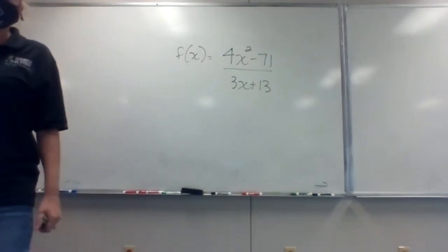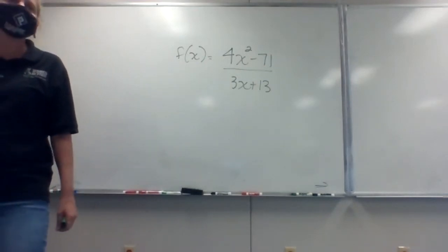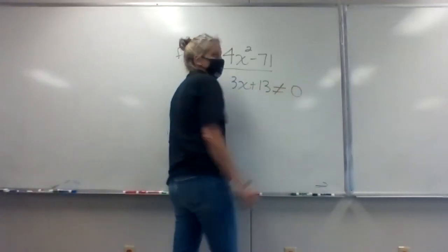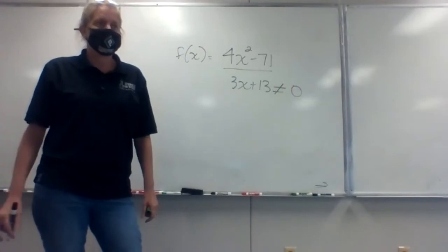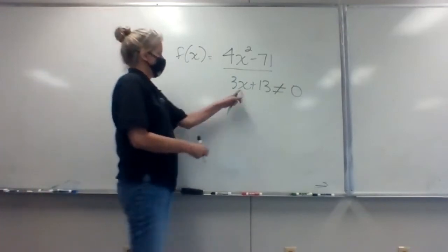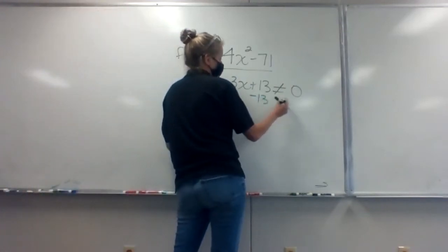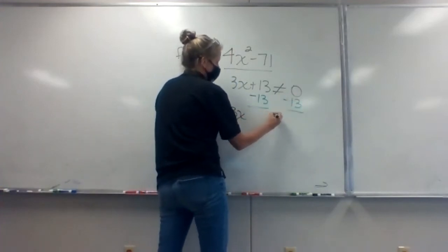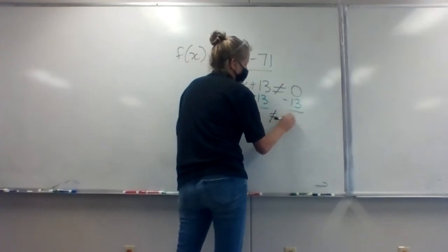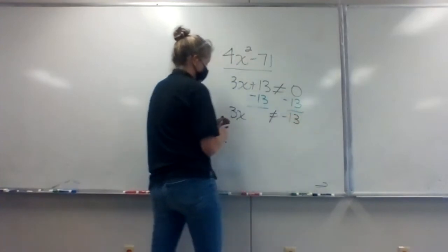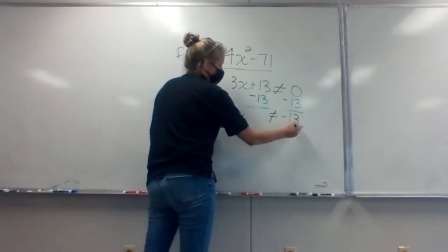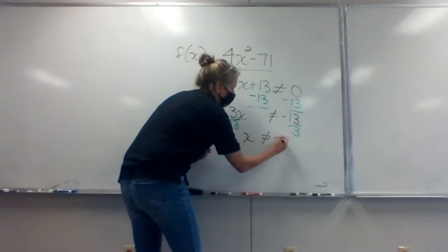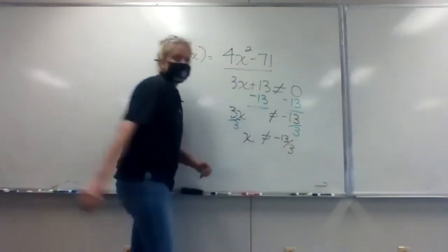Am I going to quad for this? No, don't need to because I don't have an x squared. I'm only going to get one solution here because I just have a plain x. So I'll subtract the 13. So 3x cannot equal -13. Divided by 3. So x cannot equal -13 thirds.